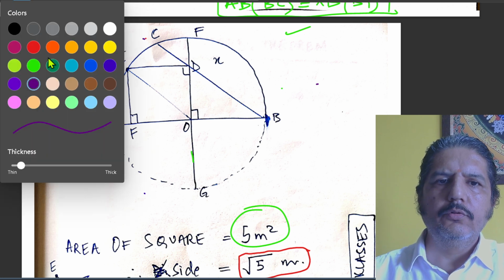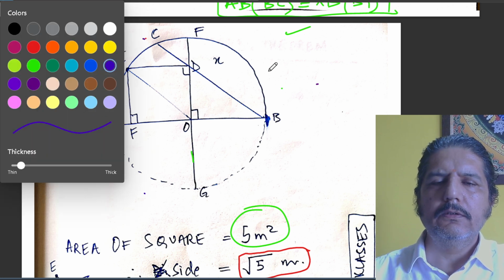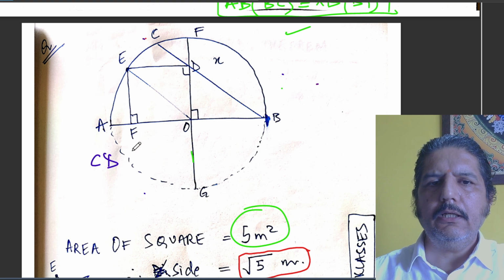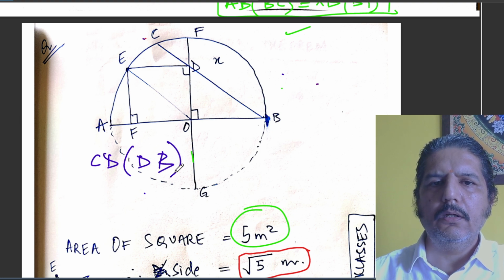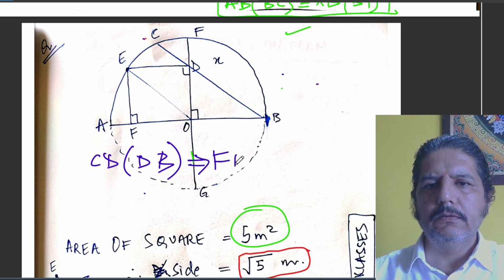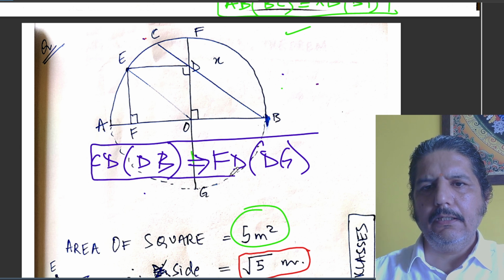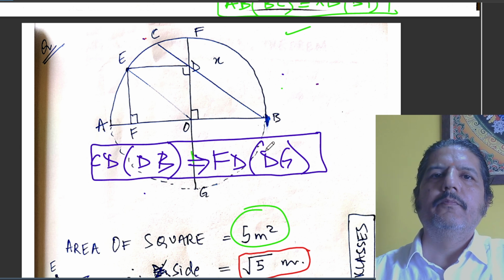So what I'm going to use now is that CD into DB would be equal to FD into DG. This is the intersecting chord theorem that I'll be using.